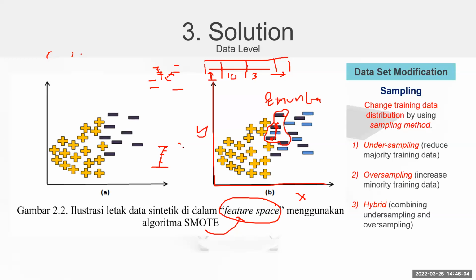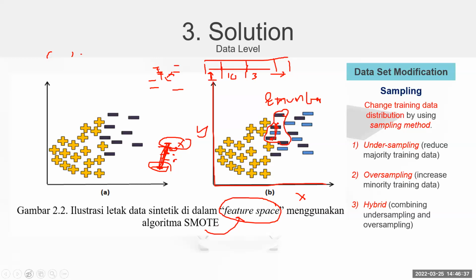This is the observed minority data. This is the neighbor, the random neighbor chosen by the system, and the synthetic data lies on this line, maybe in here, or maybe in here, or maybe in here, and so on.